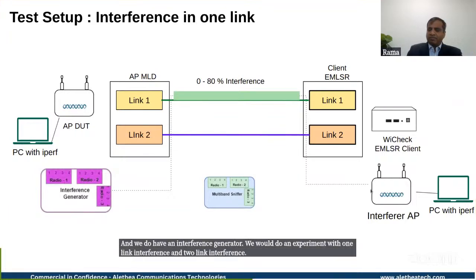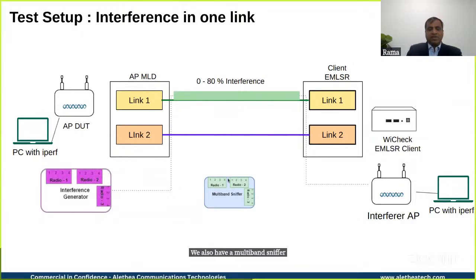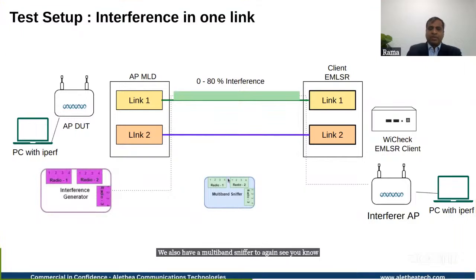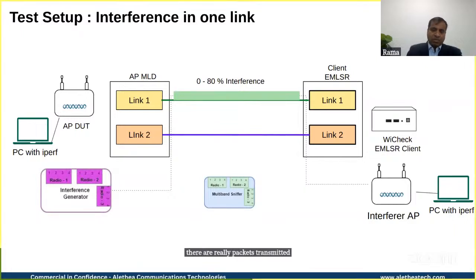And then we have the interferer AP to which this interference generator talks to create the interference for the main setup. We also have a multi-band sniffer to again see the association is proper and there are really packets transmitted on both the links and so on.